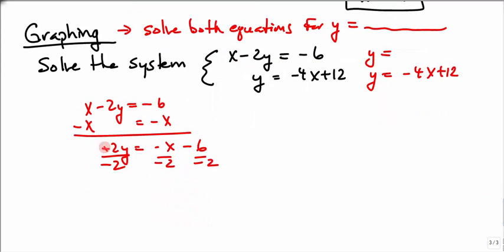And when I say both sides, I really mean all terms. Negative divided by negative is a positive 1/2 x. Negative divided by negative is a positive 3. So y equals 1/2 x plus 3. So this is what I'm going to graph. So let's open up a calculator. And when we're graphing, we're going to use 2 lines in my equation editor.